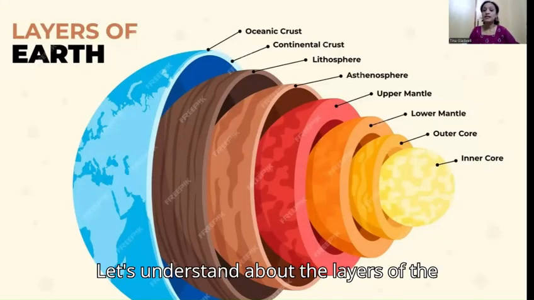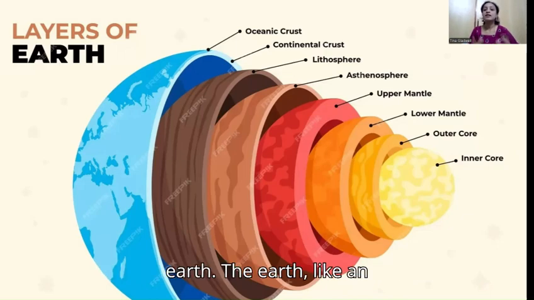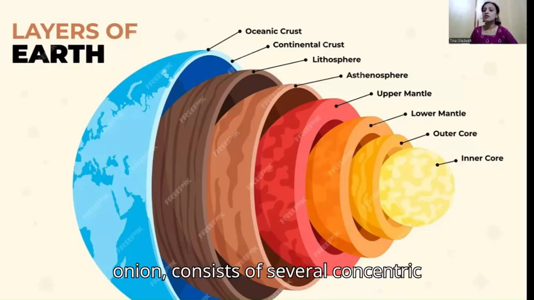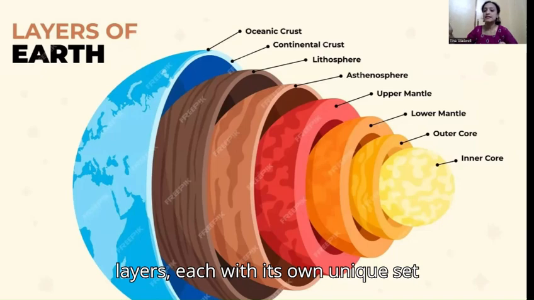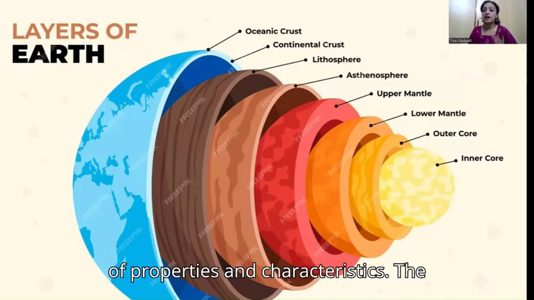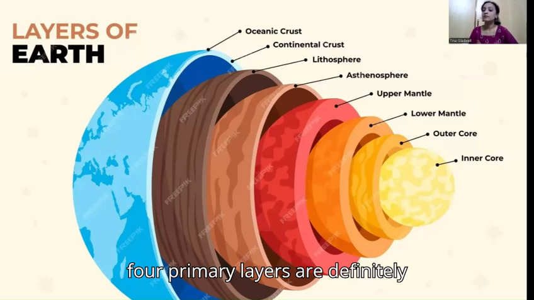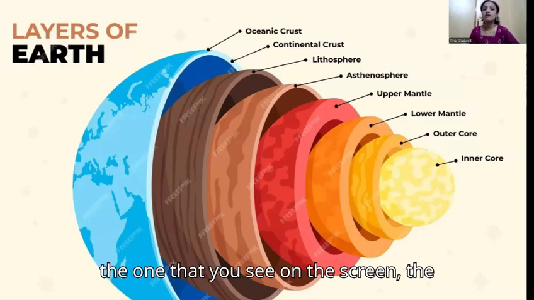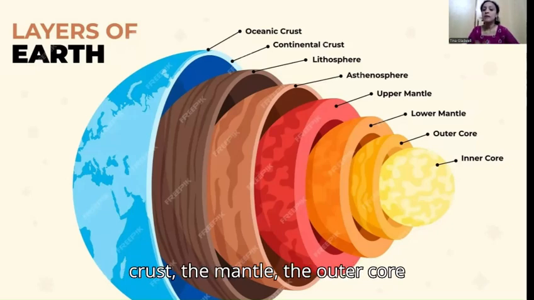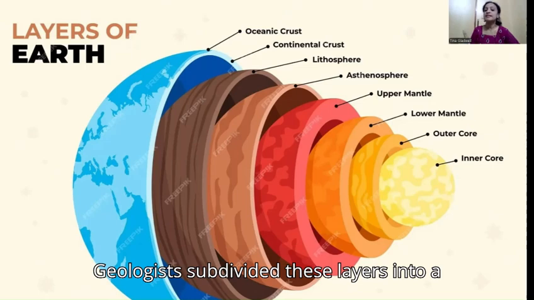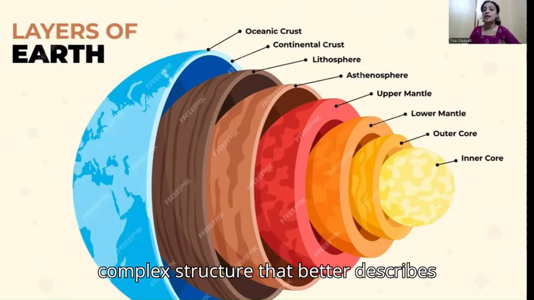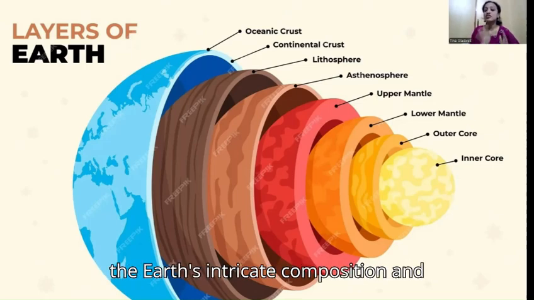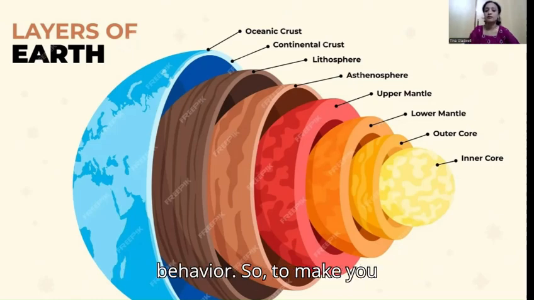Let's understand about the layers of the Earth. The Earth, like an onion, consists of several concentric layers, each with its own unique set of properties and characteristics. The four primary layers are definitely the ones that you see on the screen: the crust, the mantle, the outer core, and the inner core. However, geologists subdivided these layers into a complex structure that better describes the Earth's intricate composition and behavior.